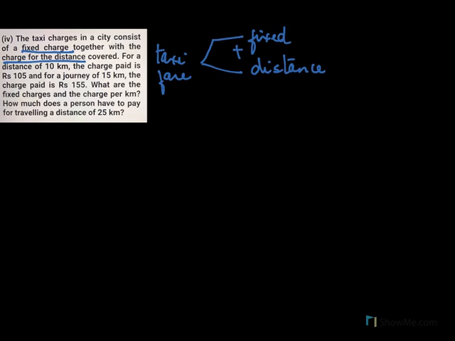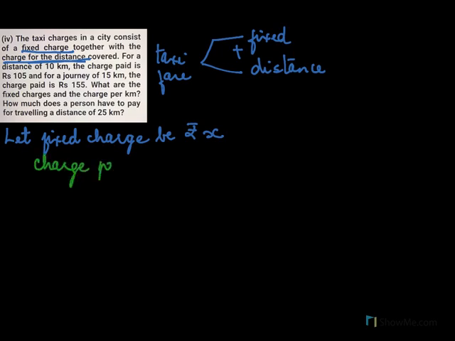So in the first case we will say let the fixed charge be X. This is the minute you sit in the taxi, you have to pay this charge X. And now we have another charge, that is the charge for the distance. So we'll take Y as the charge per kilometer.